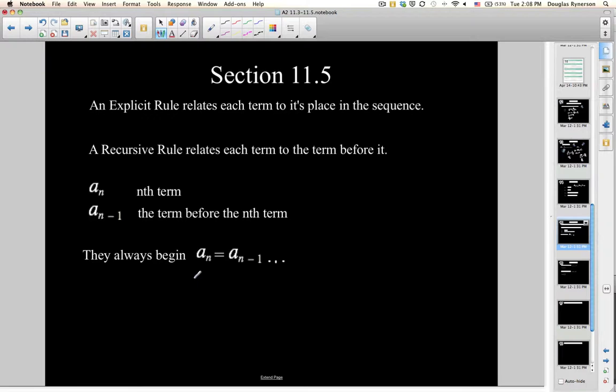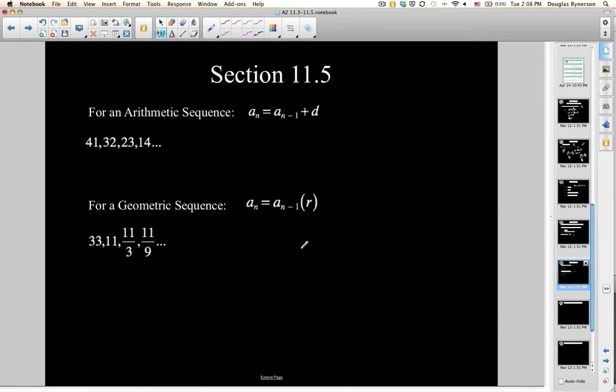So our recursive rules for both types of sequences, both arithmetic and geometric, begin a sub n is equal to a sub n minus 1. So remember, a term is equal to the term before it and then something else. In the case of arithmetic sequences, a term is equal to the term before it plus the common difference. So in this case, all you really need to find is the common difference.